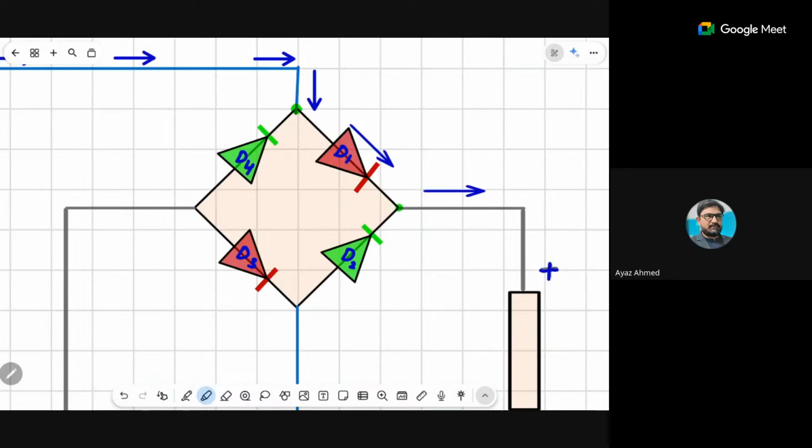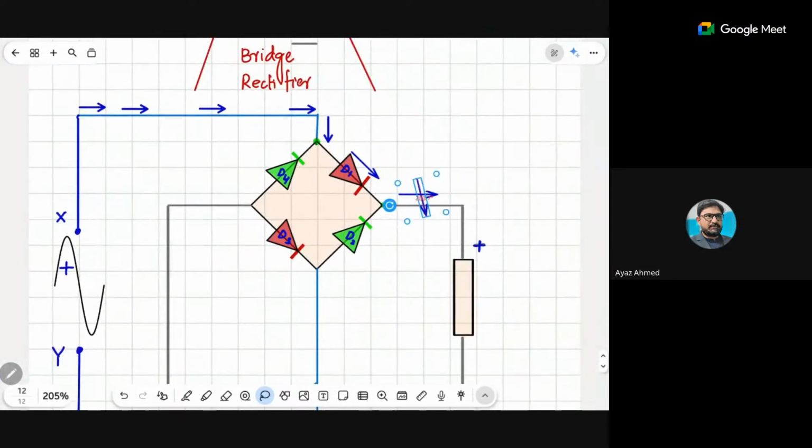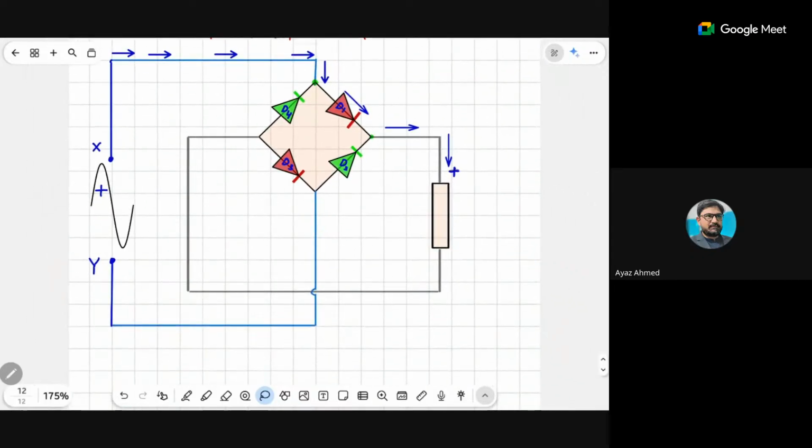And now your current will reach where? Your current will reach your resistor. Okay, are you getting my point? In this way, does everyone understand this? Okay, now the upper half is positive, the lower half is negative, and it means that this pair of diodes is working.